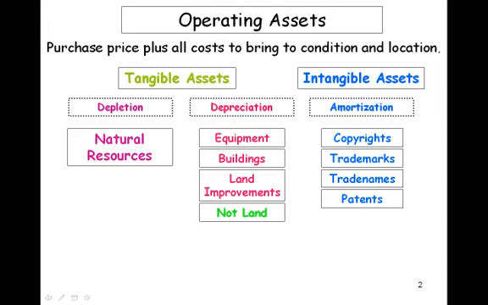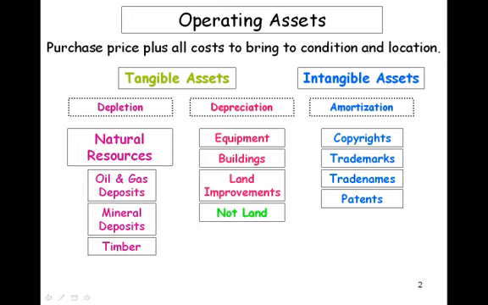These are assets from which resources are extracted. Examples are oil and gas deposits, mineral deposits, and timber. Once these resources are extracted, they become inventory. For example, minerals are mined to be processed and sold to customers. Therefore, the cost of the natural resource is allocated and expensed as depletion over the future periods. The costs will help to produce revenue. As a result, depletion is also added to inventory.